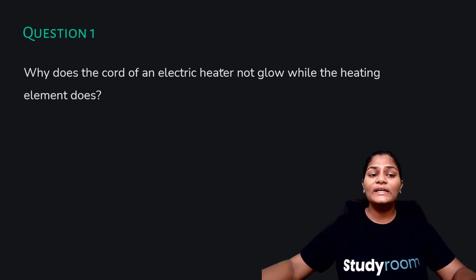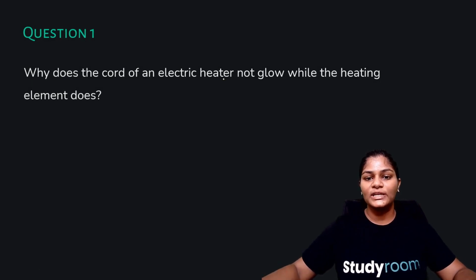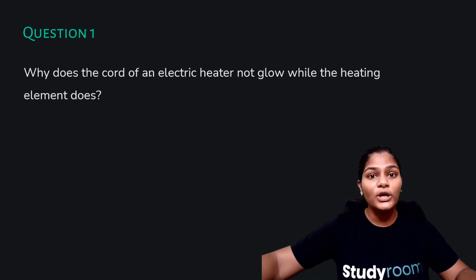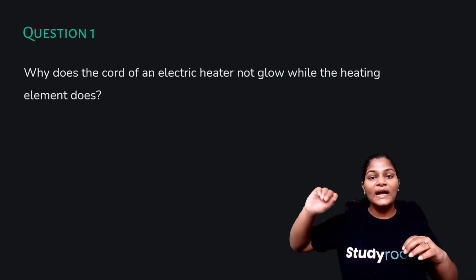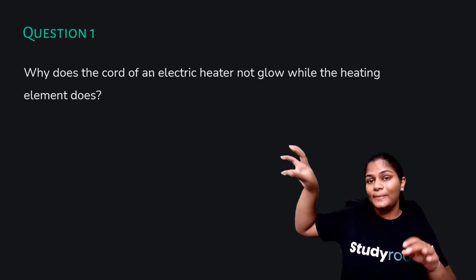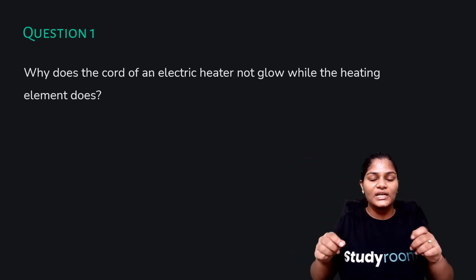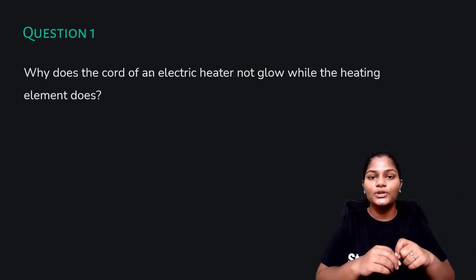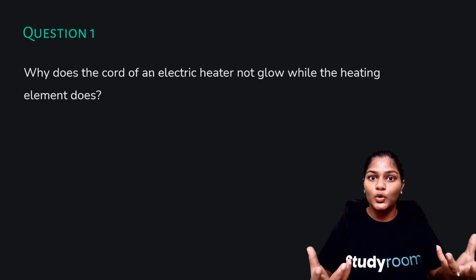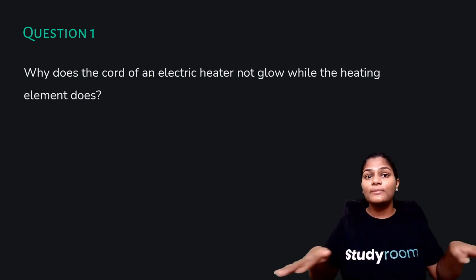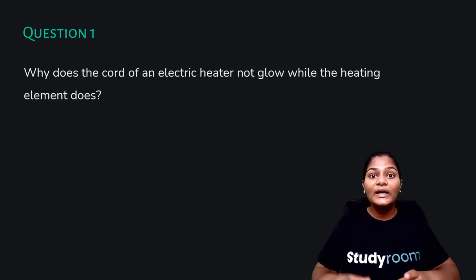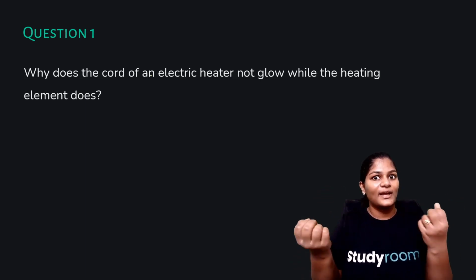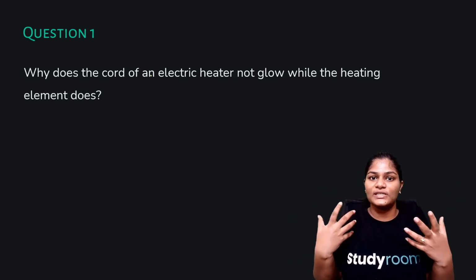So it says, why does the cord of an electric heater not glow while the heating element does? What does cord mean? Cord basically means that wire that connects the plug to the heater, right? So the electric heater, have you ever seen that wire that connects the electric heater to the plug ever glow? No, right? That always remains its original color, but inside the heater, you must have seen that it starts looking like orange or reddish after some time.